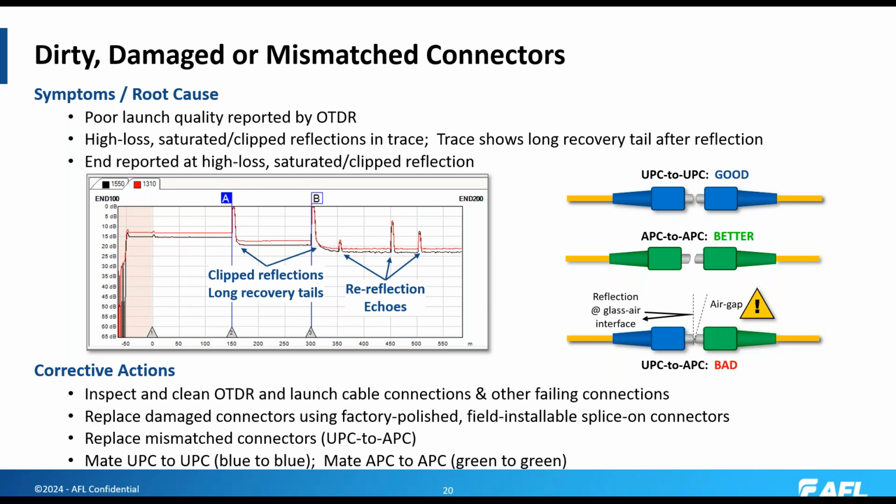APC to APC will give you a better connection, and that's because if you do have even a slight air gap in there, the angle on the end face will generate a reflection that is at a sharp enough angle that it's not captured and guided back up the fiber. So you won't get re-reflections resulting from poor APC to APC connections.